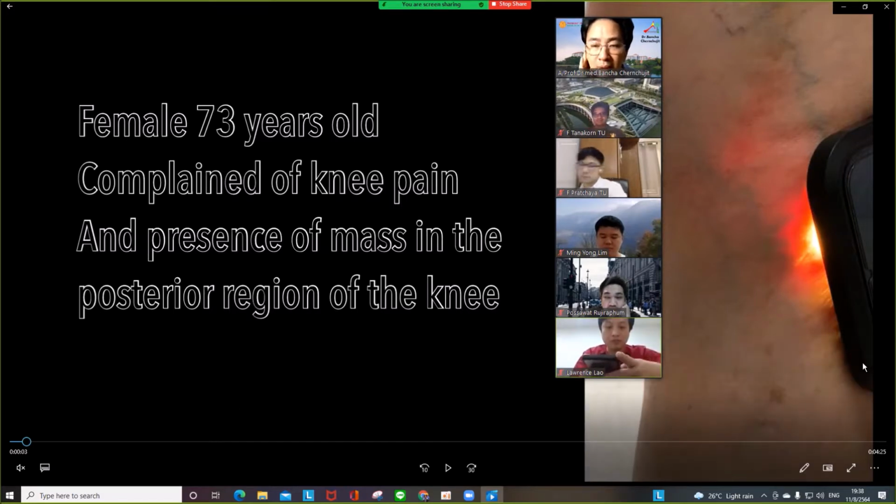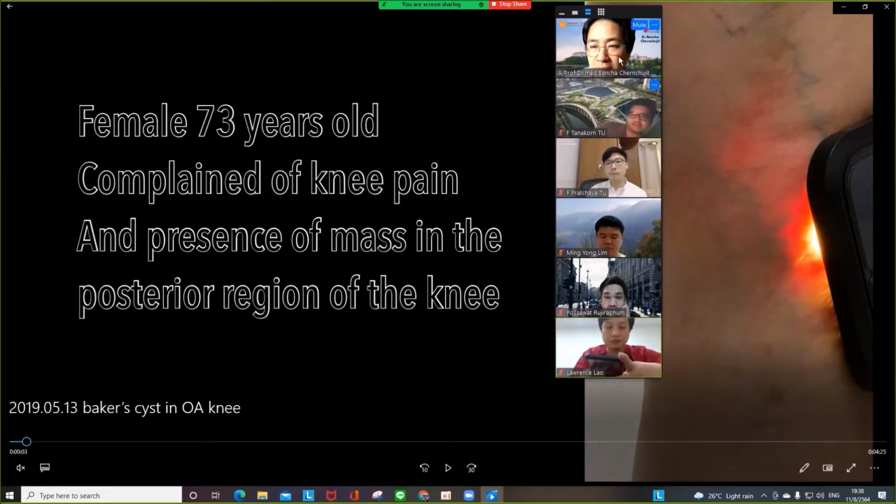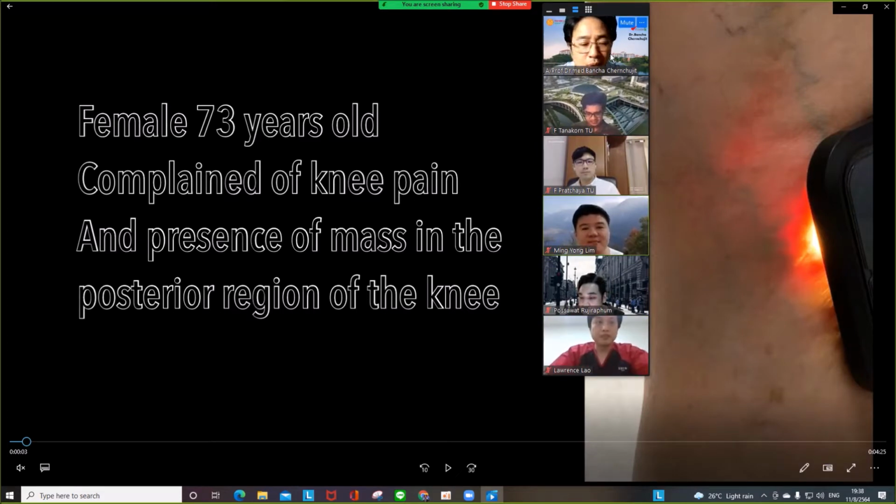So Dr. Lim, what is your approach to the Baker cyst? Sir, I don't have personal experience, but I saw some of your patients from the outpatient clinic, and you approach the Baker cyst arthroscopically. Before, I saw some did it through the posterior incision from the back. Okay, that is the open procedure, right?